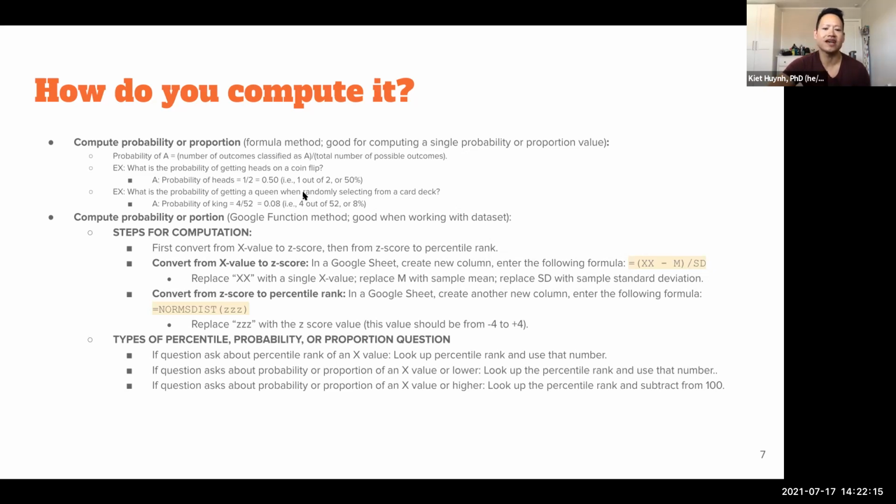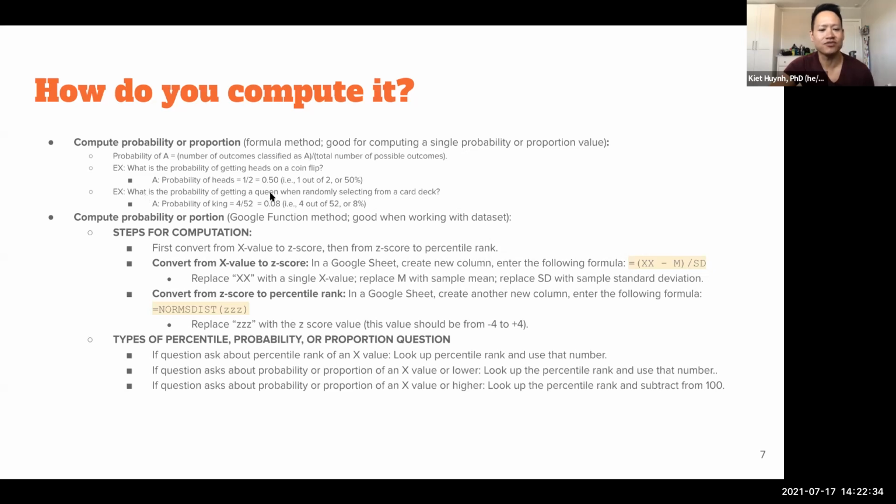What is the probability of getting heads on a coin flip? So the probability of getting heads is the number of outcomes classified as heads. So that's 1 out of the total number of possible outcomes. So that's 2. There's only two outcomes, right? Heads and tails. So the probability of getting heads is 1 out of 2, or about 50%.